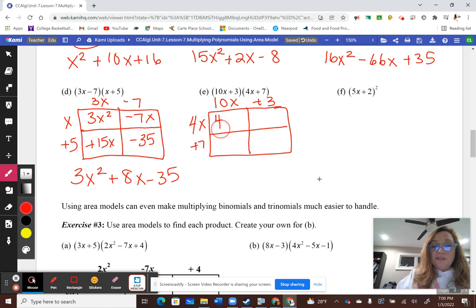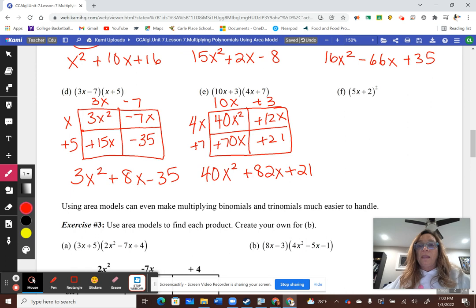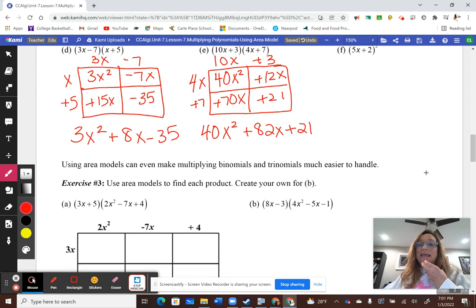All right, so this is 40x squared plus 12x plus 70x plus 21. And again, the like terms are along the diagonal. So you have 40x squared plus 82x plus 21. All right.